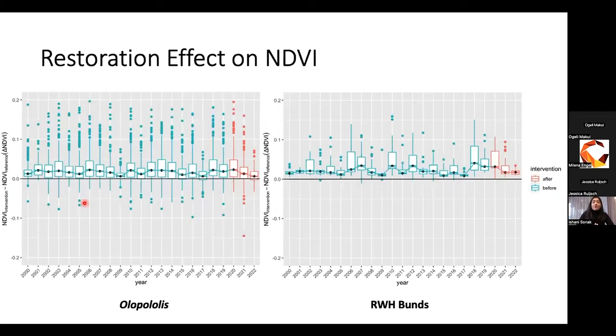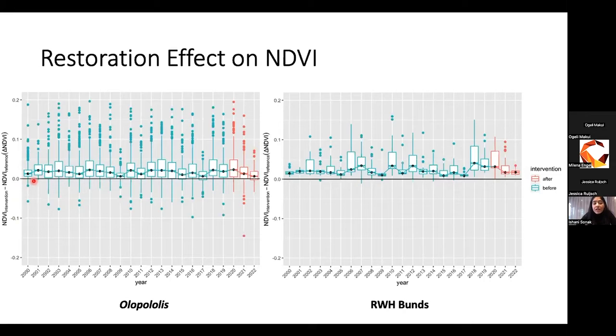So to answer the first question that we talked about, the restoration effect on NDVI. Before I explain the results, I will explain how this plot works. On the y-axis, this plot shows the difference between the intervention areas, or the olopololis in this case, and the reference area, the areas right outside the olopololis which were not managed, as against the olopololis which were managed.